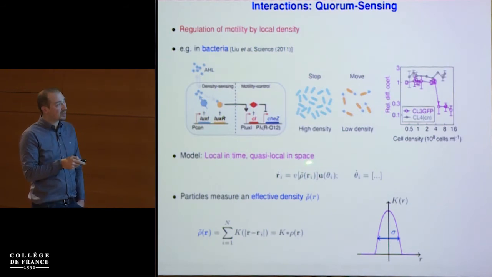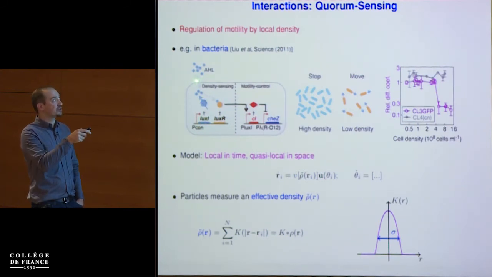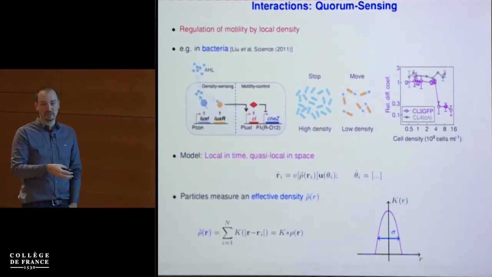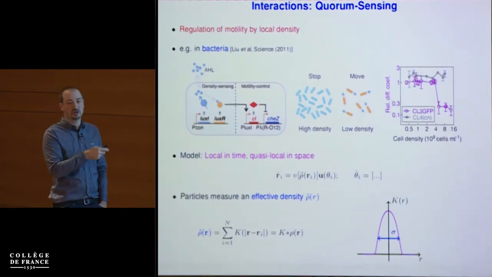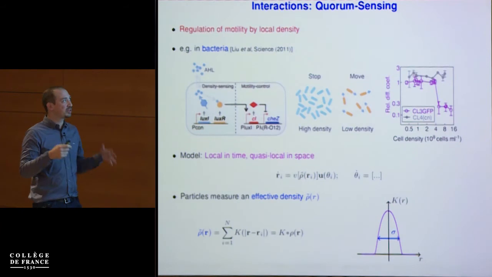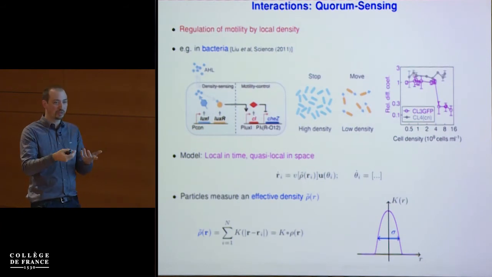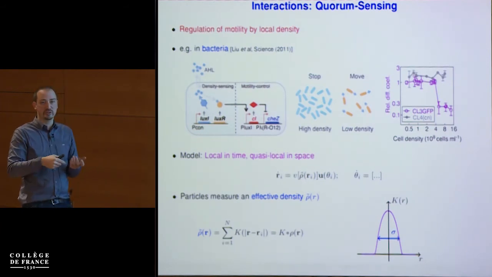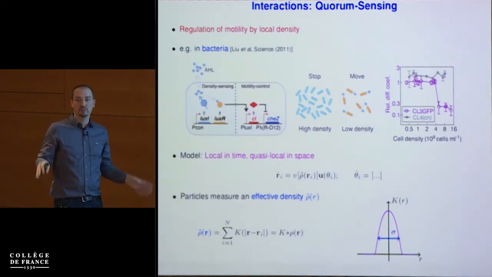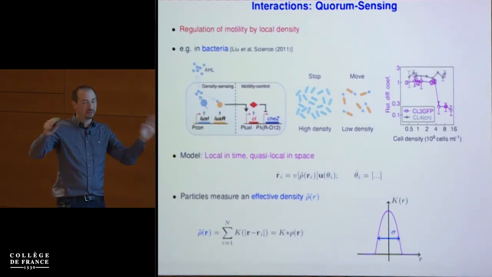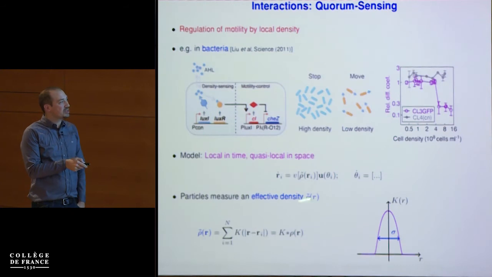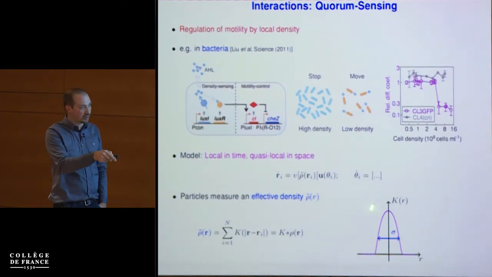Now, what is this term? Well, it is a representation of the fact that I'm producing signaling molecules that go outside, that diffuse, and that are degraded. The typical lifetime of these AHL molecules is 10 minutes. So you have to imagine that the bacterium, when it's swimming, feels a concentration of signals made by bacteria within 100 microns around it. So it's basically measuring an effective density with some convolution kernel.